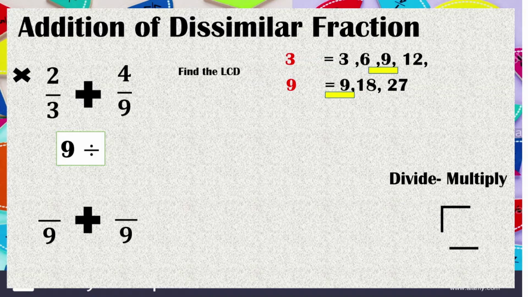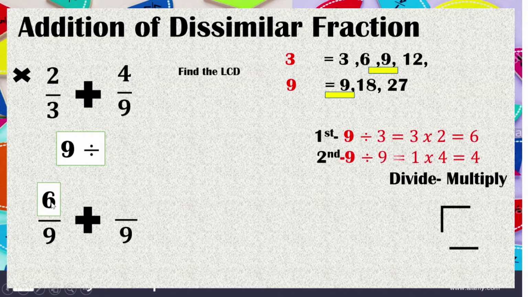Parehas na silang denominator. Next, ano ang susunod? I-divide na natin dito sa dalawa. Okay, 1 by 1 tayo. 9 divided by 3 is 3 times 2 is 6. Tama? So, the answer here is 6. Okay, next. 9 divided by 9 is 1 times 4 is 4. So, the answer here is 4.